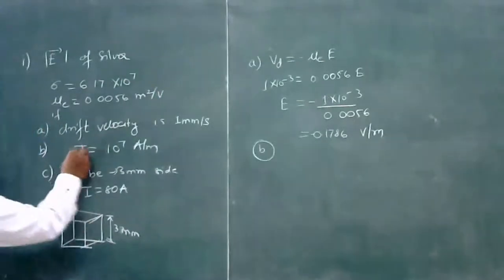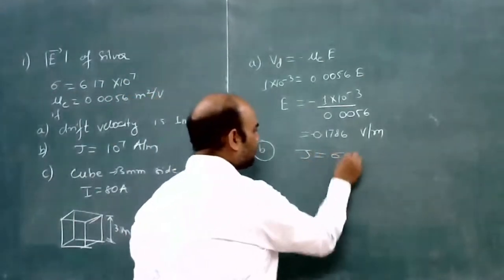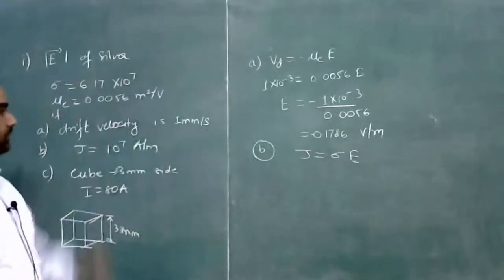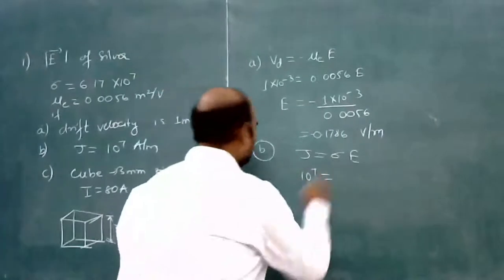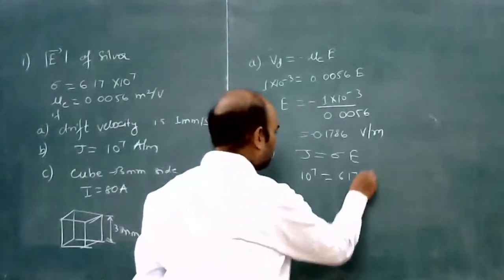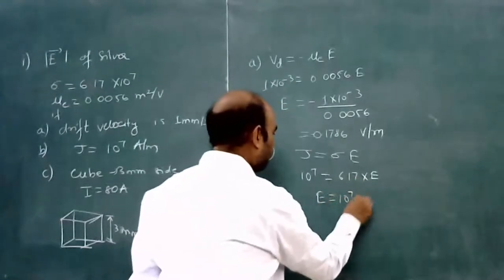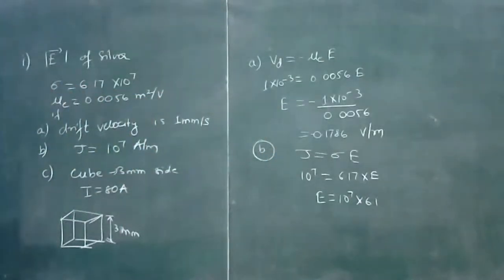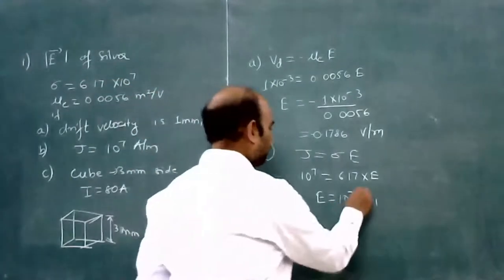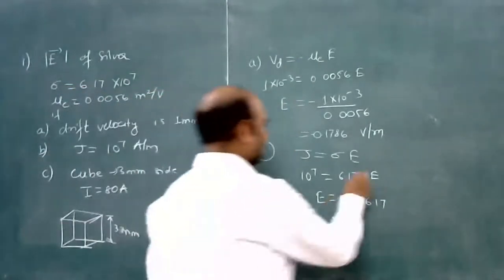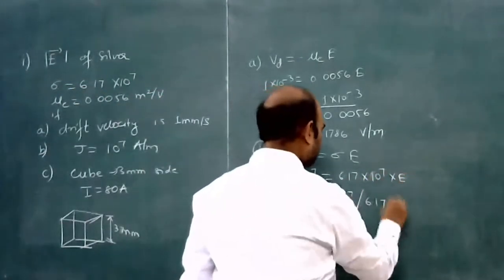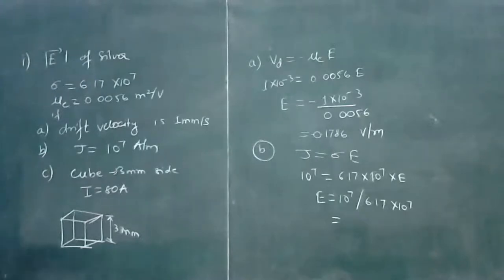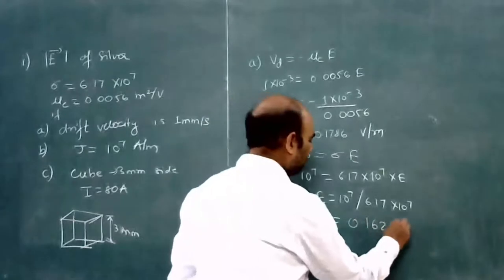Next, J is given. The relationship between J and E is J equal to sigma E, where sigma is the conductivity of the silver sample. J is 10 to the power 7 and sigma is 6.17 into 10 to the power 7, so E will be equal to 10 to the power 7 divided by 6.17 into 10 to the power 7. This will be equal to 0.1621 volts per meter.